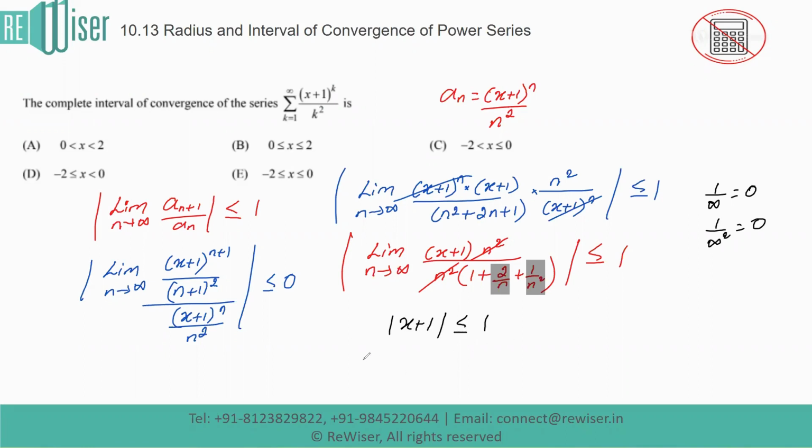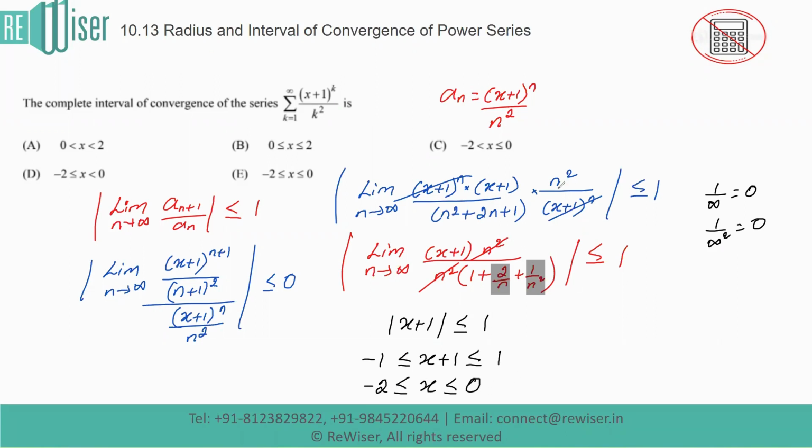Whenever we have this, we say x+1 is between minus 1 and 1. To get rid of this 1, I'm going to subtract 1 throughout. That gives us x is between minus 2 and 0.